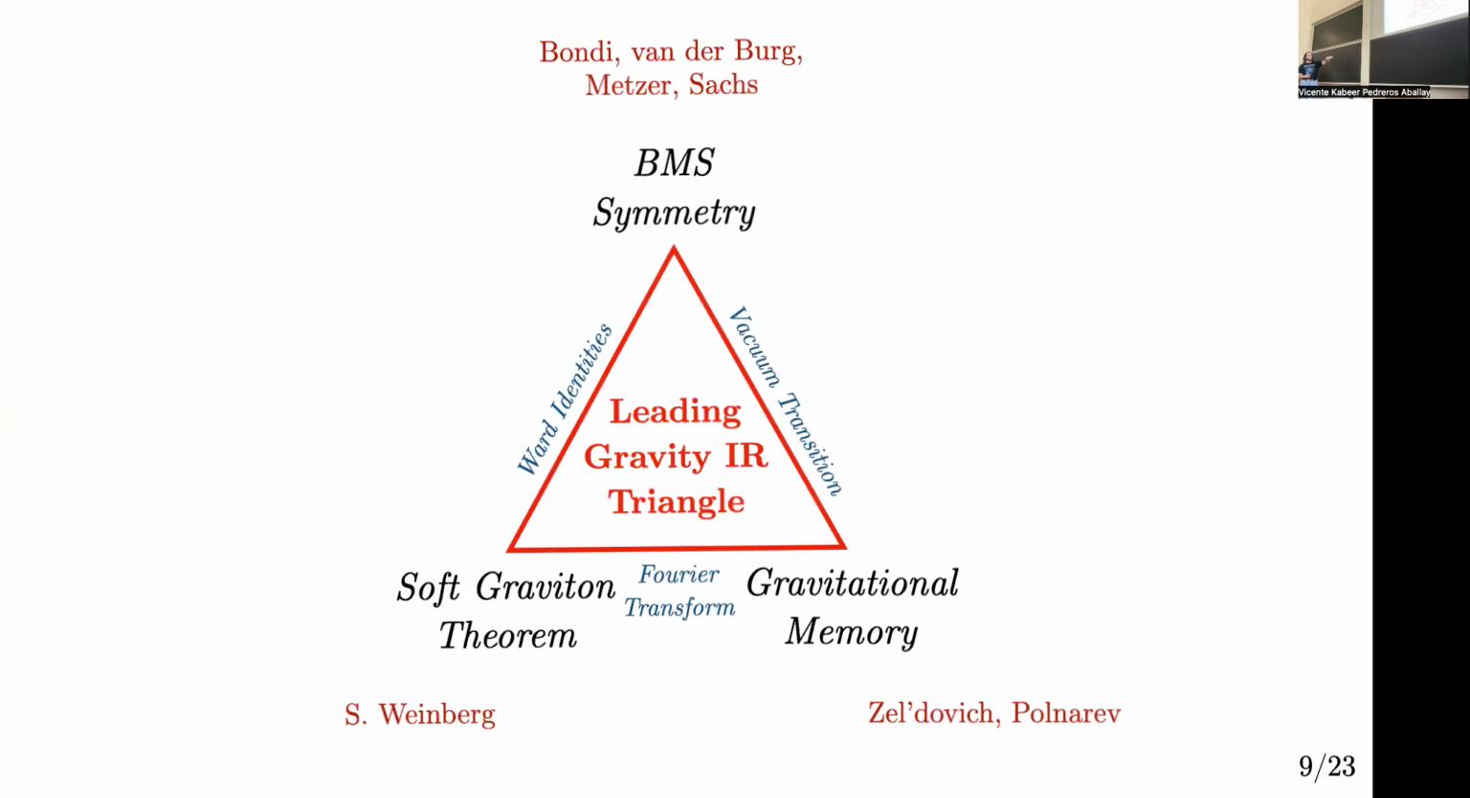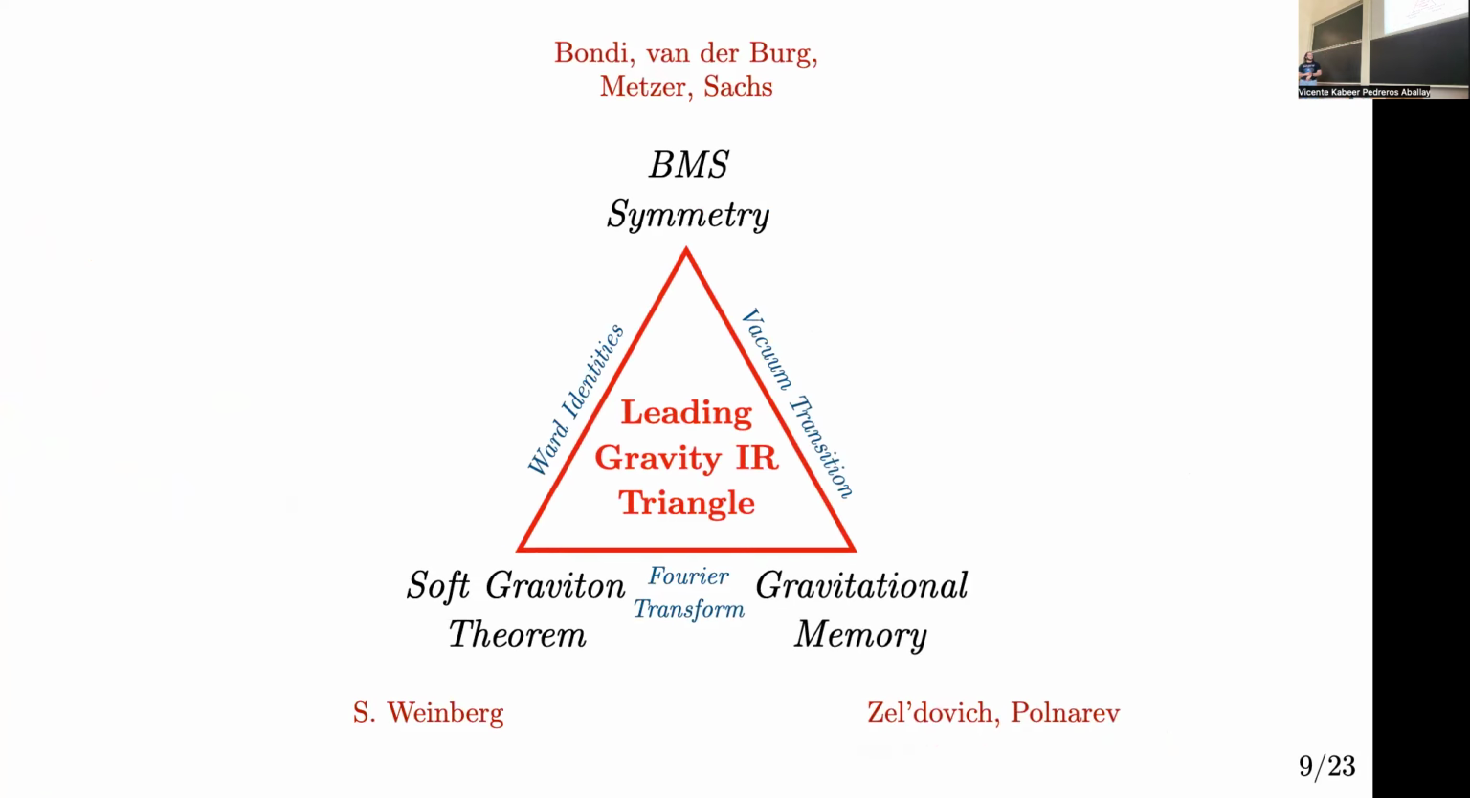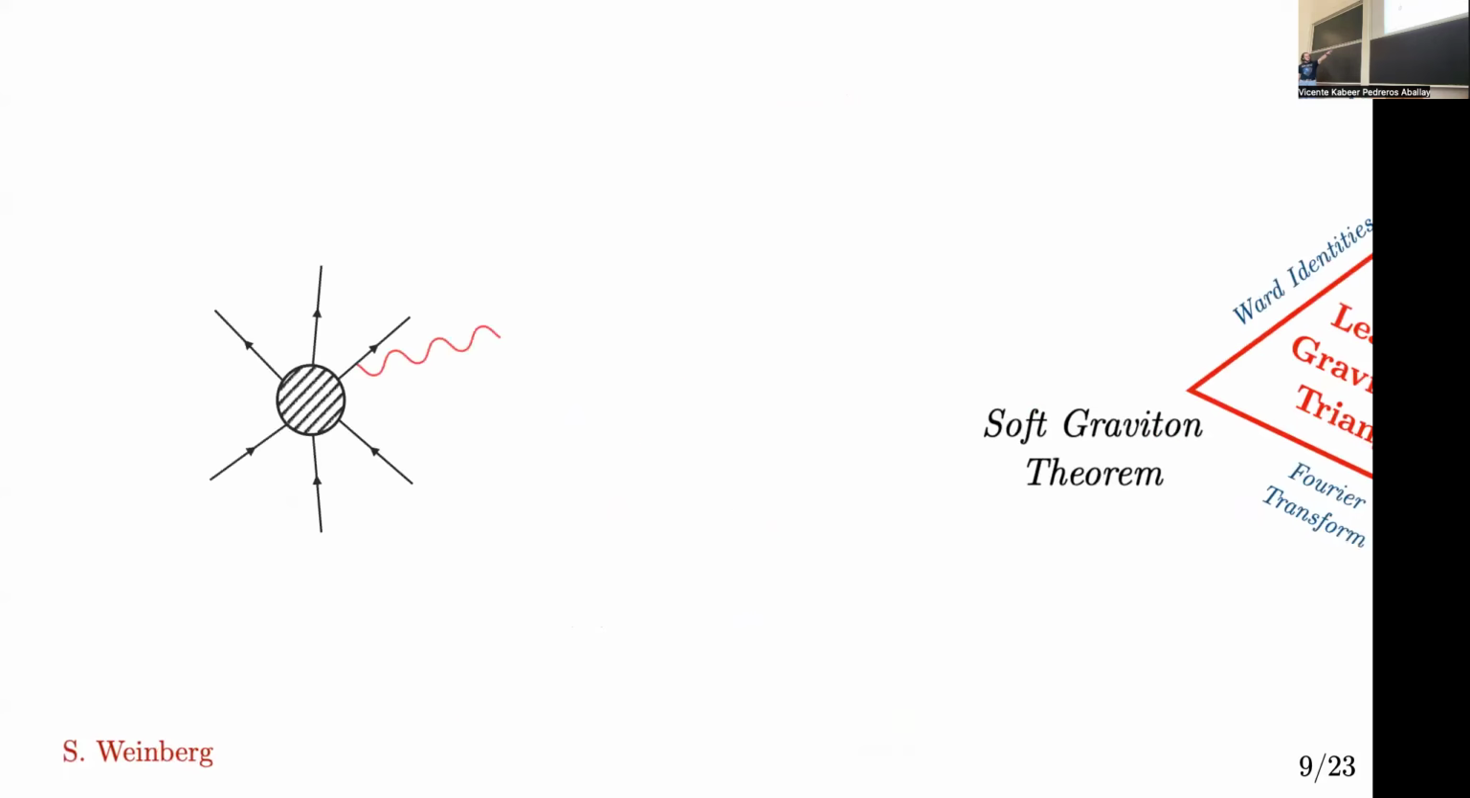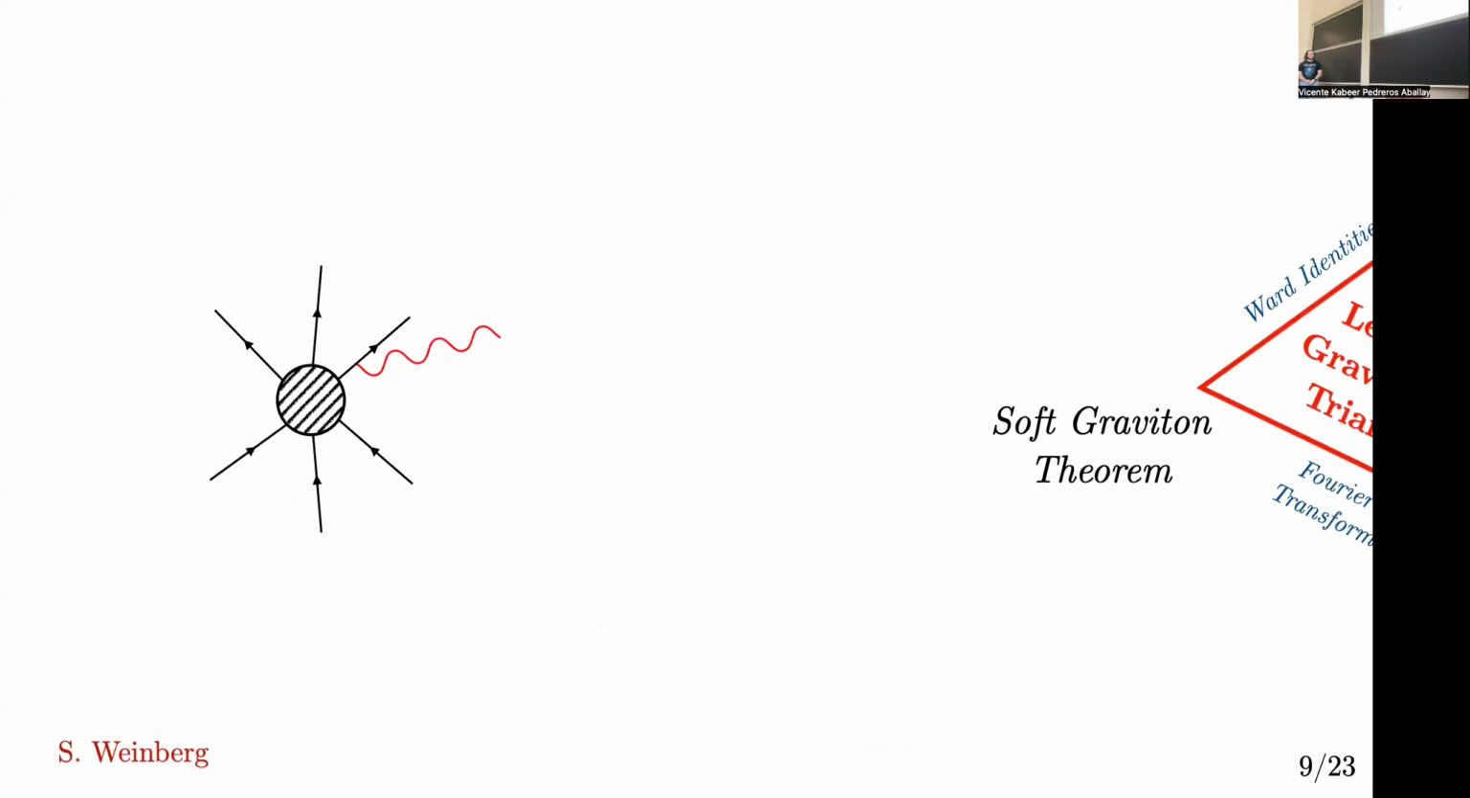We also have the bottom left corner, the soft graviton theorem. It was first studied by Steven Weinberg in the 60s in the case of gravity. It refers to a very nice set of factorizations going on in the amplitudes. So imagine that we have an amplitude as I have it depicted over here, and we have an external graviton. This is the wavy red line attached to one of the external legs.